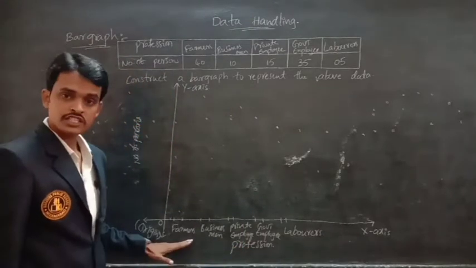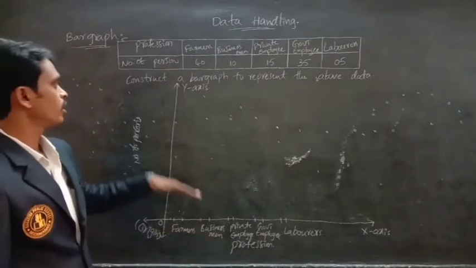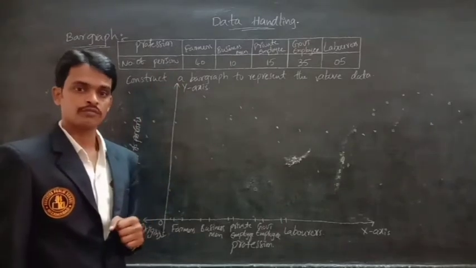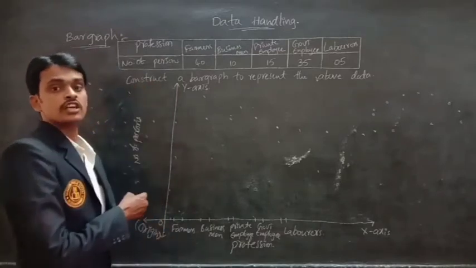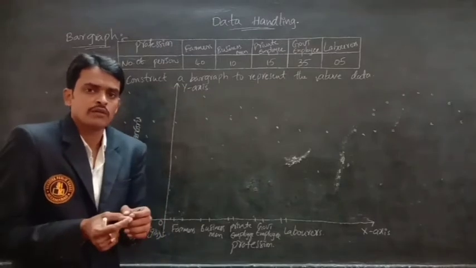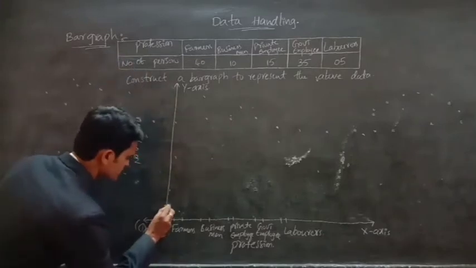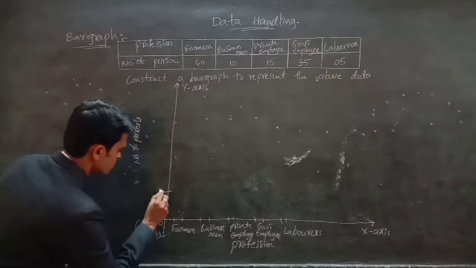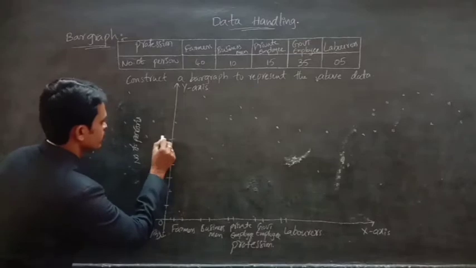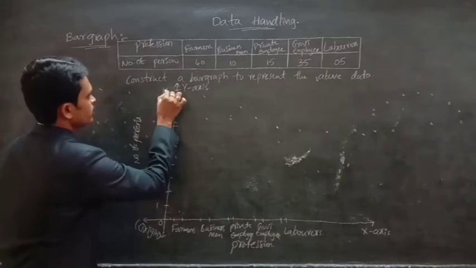So on the x-axis we mark professions. Now on the y-axis we have to mark the number of persons. So this is called frequency. On the y-axis, always represent frequency. So I am taking units 1, 2, 3, 4, 5, 6, 7, 8, 9, 10.